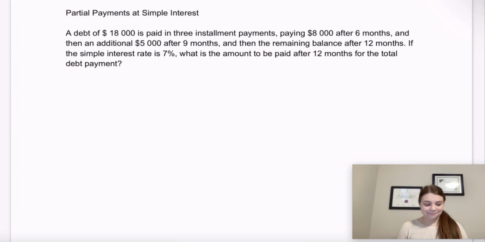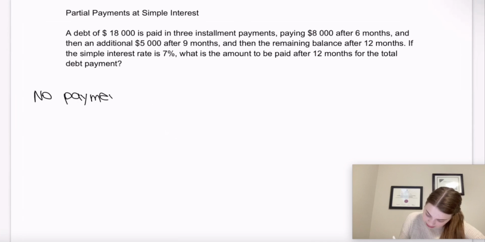debt payment? Okay, so first thing we need to figure out is that the reality with simple interest is we only really have to pay interest on the original debt that we had taken out. And so we need to know, if there were no partial payments, what would the amount of debt be after 12 months? So that's the first thing we're going to figure out: what if there are no payments after 12 months? How much would the total owed be at that point?